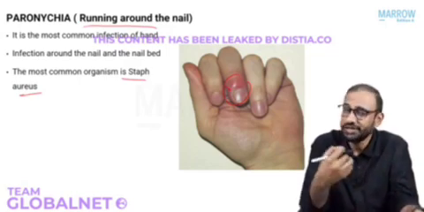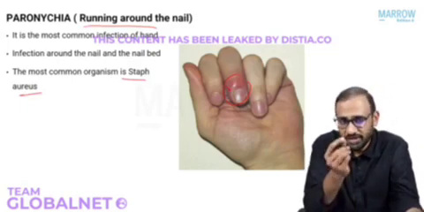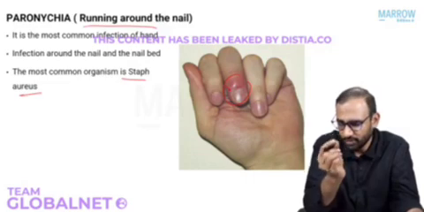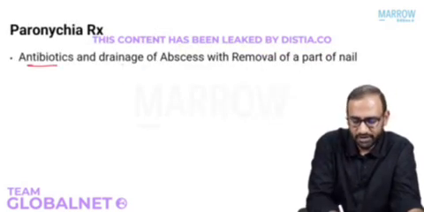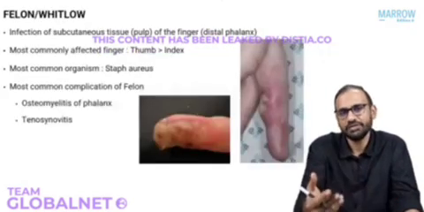How will you treat this? Antibiotics should be fine, incision and drainage if required. And sometimes what happens, if the infection reaches the nail bed, you have to remove a part of the nail. Okay, antibiotics, drainage of the abscess, and removal of the part of the nail. That is paronychia. Then there is Felon or Whitlow.